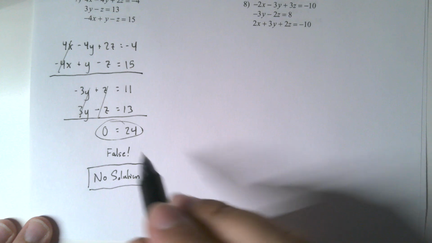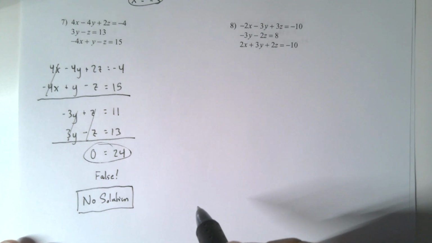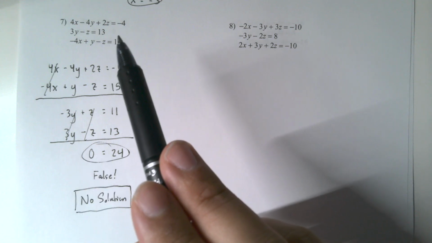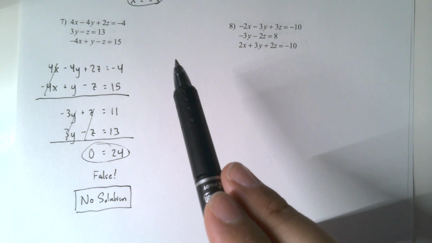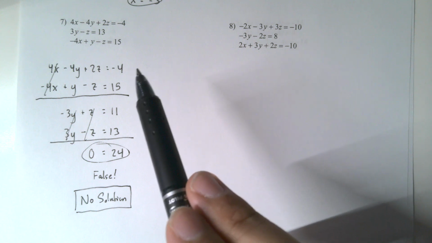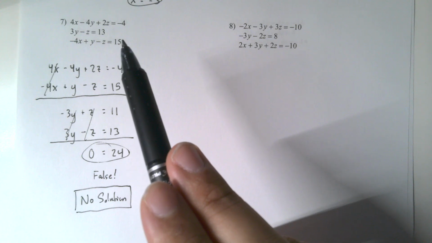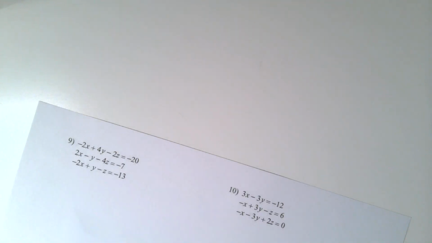So anytime we arrive at a contradiction, we have no solution and we're done with our problem. That means that there's no possible values for x, y, and z that would make all of these equations true. You might be able to find at most two variables that will make these equations true, but it won't make all three of them true simultaneously.